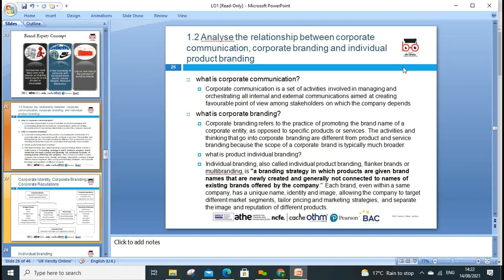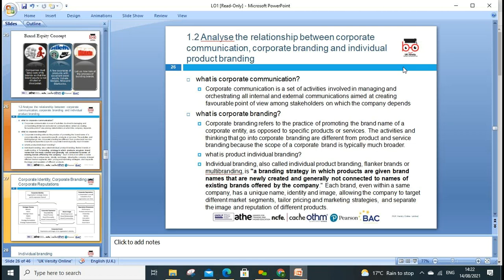Okay, so 1.2: analyze the relationship between corporate communication and branding. What is communication? Communication means exchanging views, so communication can only be effective if you assess the brand and where you want to sell. If we go into Asda, Morrison's, Tesco, they have their own brands and they are also selling other companies' brands. Their own brands are for the upper class, lower class, and middle class.